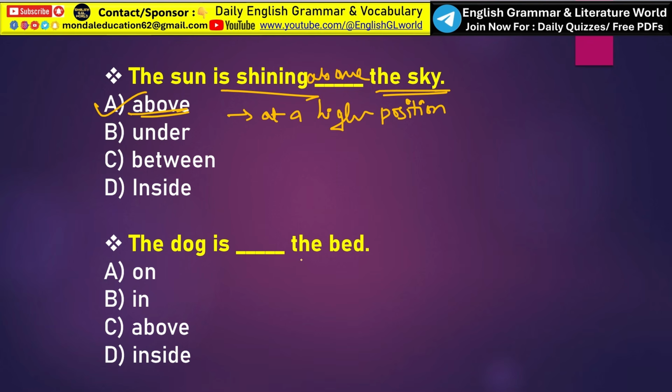Next, the dog is dash the bed. The correct answer is option A, that is on. On is used when something is resting on the surface of another thing. Here the dog is resting on the surface of another thing. Okay, so the dog is on the bed. So on is the correct answer.